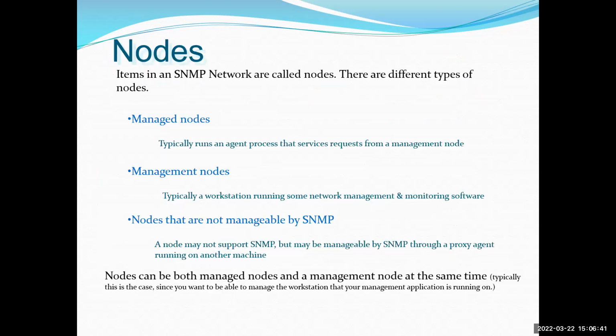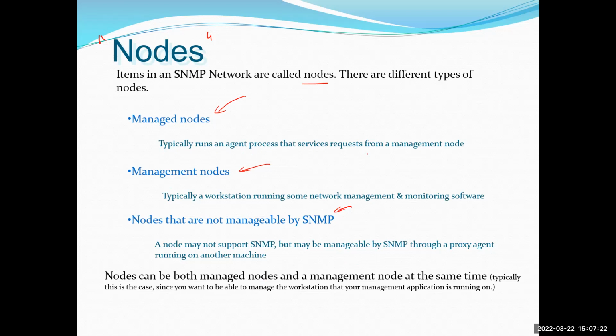So let's dig a little bit deeper into some of these aspects. We've got nodes, and that's the language of SNMP. Items in an SNMP network are called nodes. There are different types of nodes. We've got managed nodes, and we've got management nodes. And then we have nodes that are not manageable by SNMP, so maybe some legacy computers, et cetera, that just don't support the protocol for whatever reason.